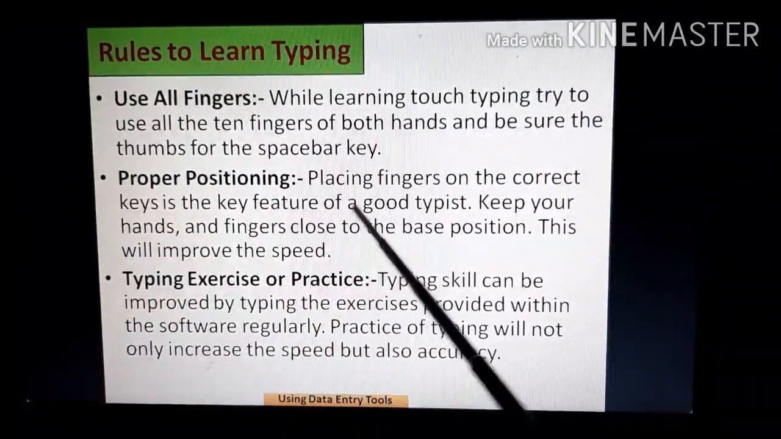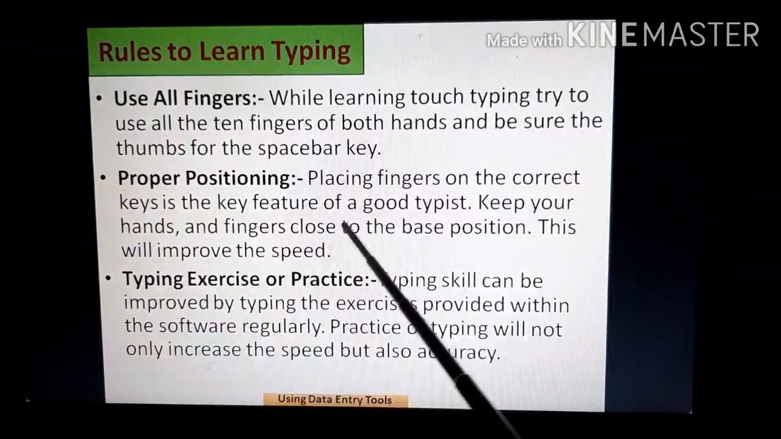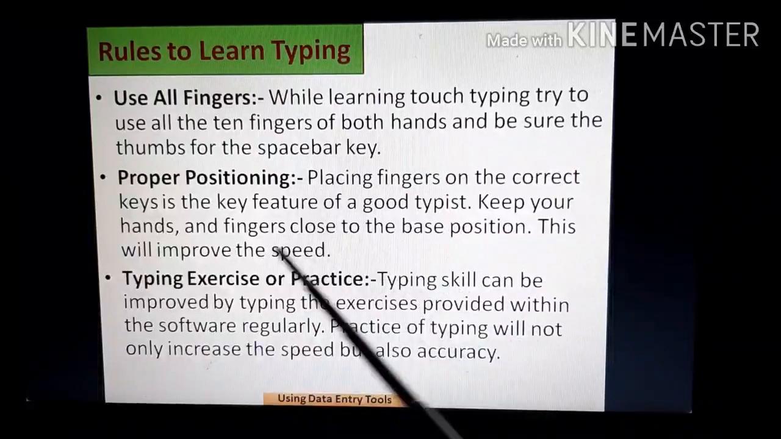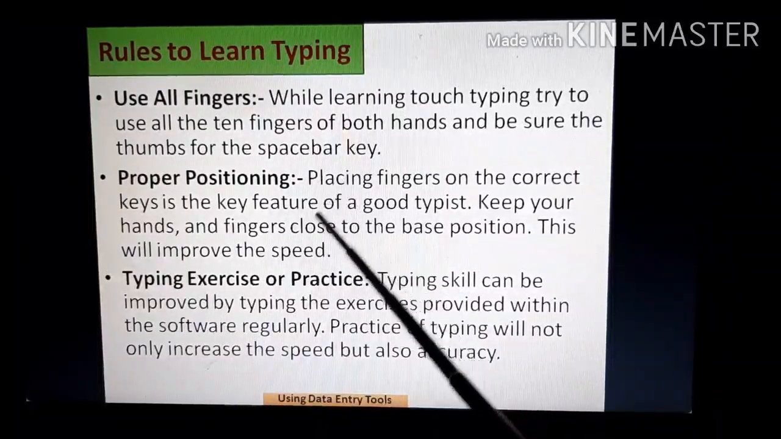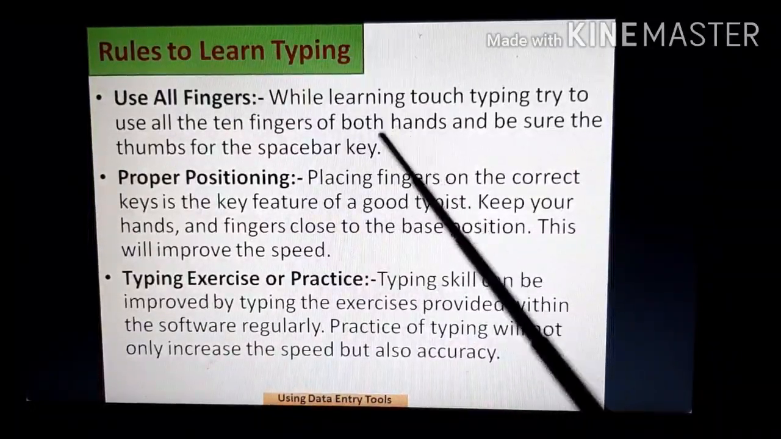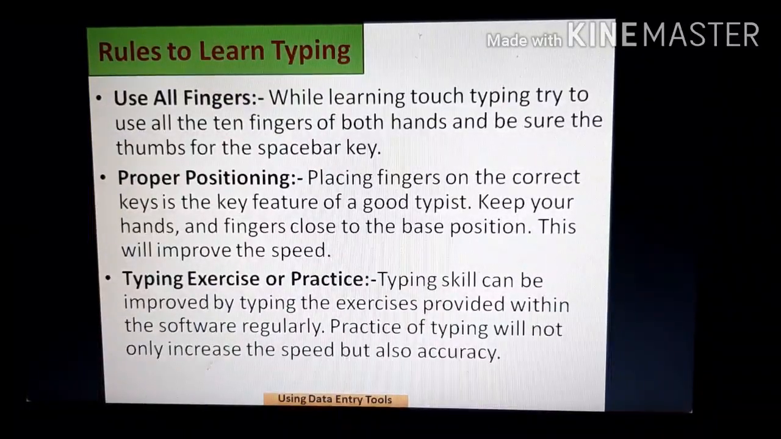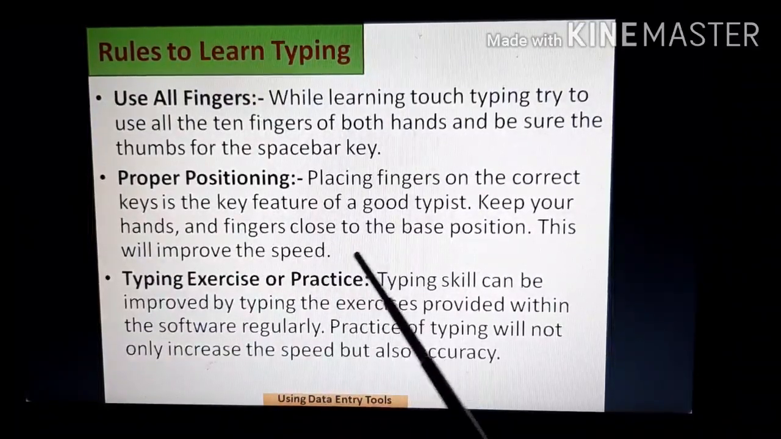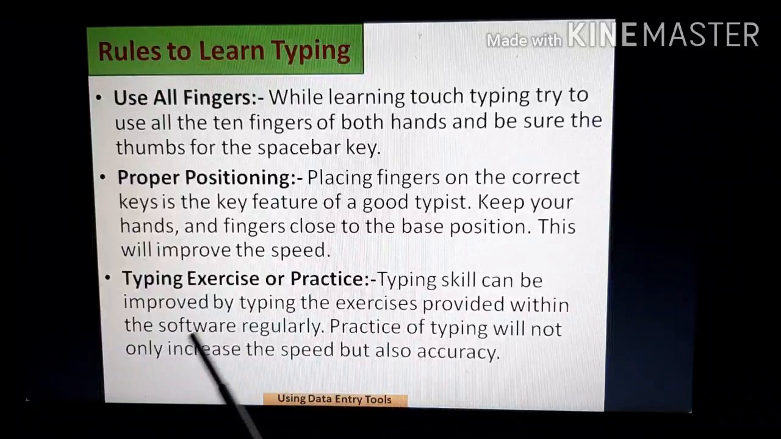Proper positioning. Placing fingers on the correct key is the key feature of a good typist. Keep your hands and fingers close to the base position. This will improve the speed. That means we have to place all the fingers correctly on the particular key so that our typing will be fast, and we have to keep all the fingers close to the base position. That will improve the speed.